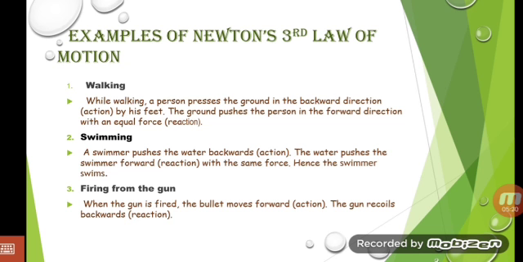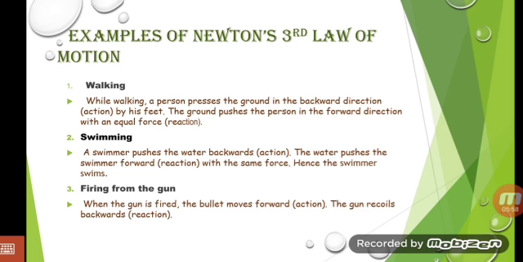Next is swimming. A swimmer pushes the water backwards. That is the action. The water pushes the swimmer forward with the same force. That is the reaction. Hence the swimmer swims, because the swimmer is using Newton's third law. That is, swimming is possible only due to Newton's third law. When he pushes the water backwards, that is the action, and the water pushes the swimmer forward. That is the reaction.